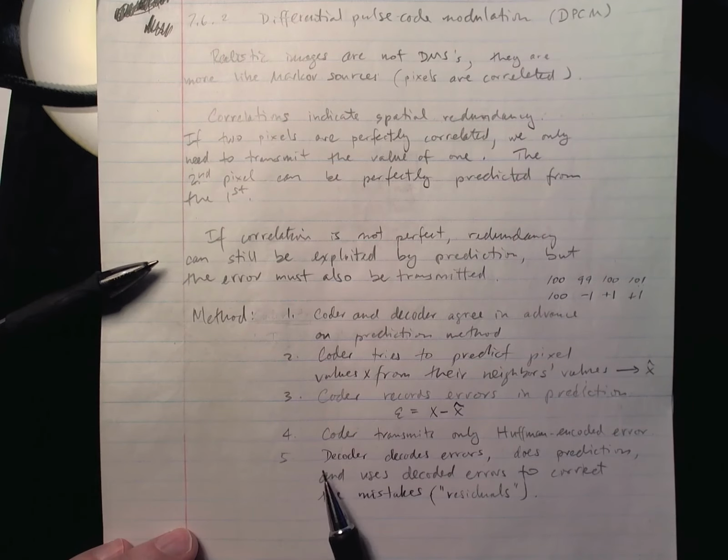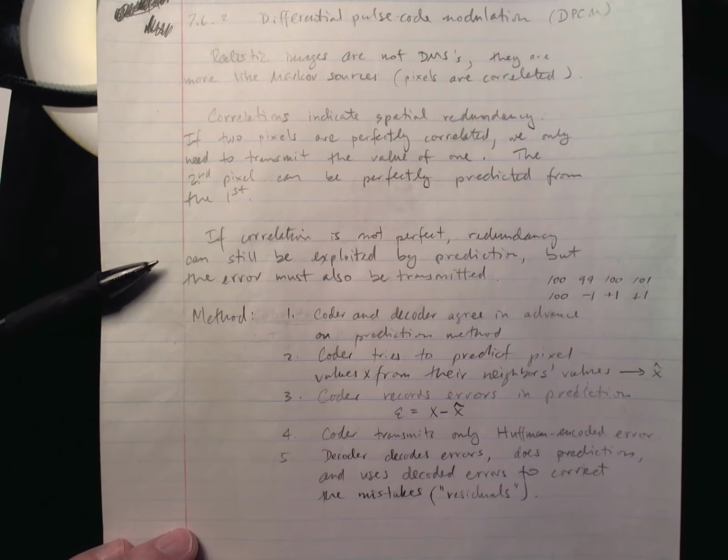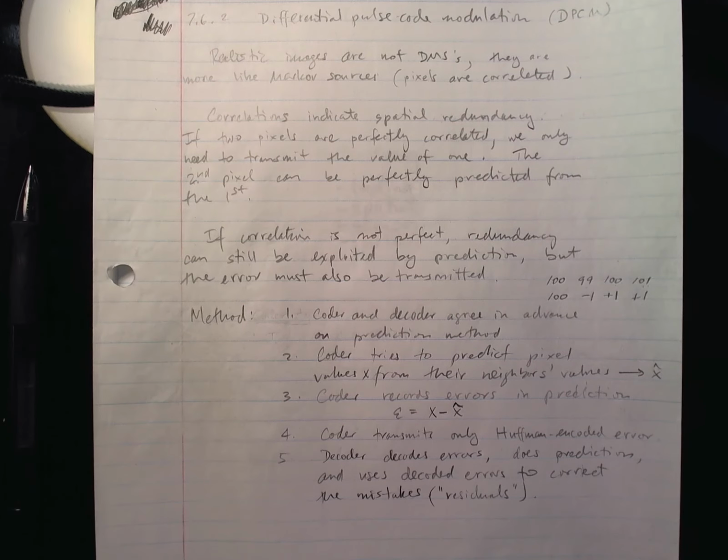To complete the transmission, the decoder decodes the errors, does the prediction according to the agreed on method, and then uses the decoded errors to correct the mistakes, which are called residuals. So these are called the residuals. All right. So this is a hallmark of the compression field, which is that you bring in multiple tricks to do the compression. So here we've used a spatial redundancy trick and a coding redundancy trick in the Huffman.